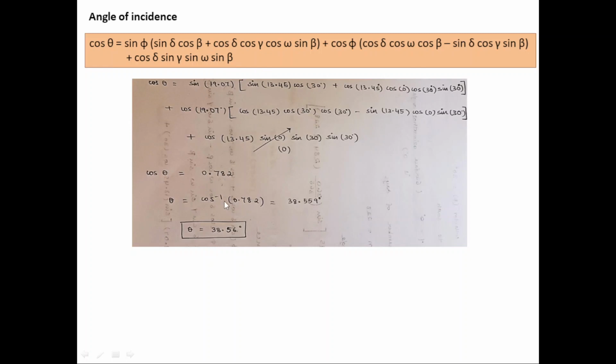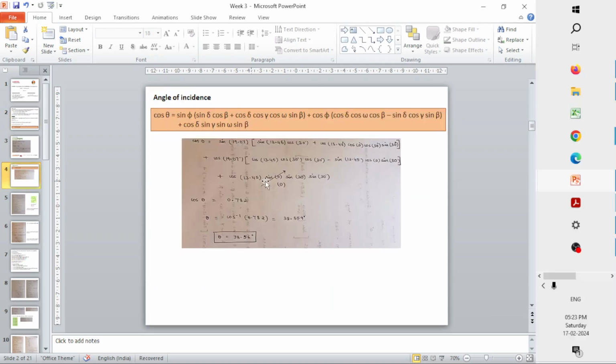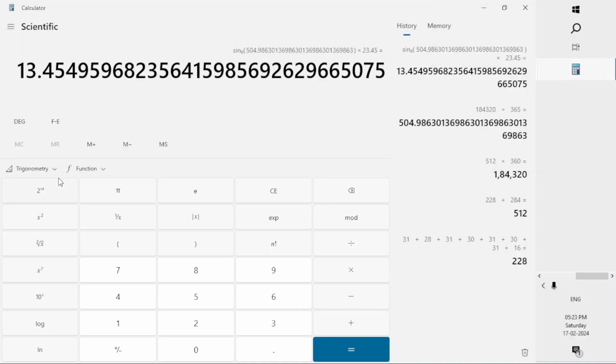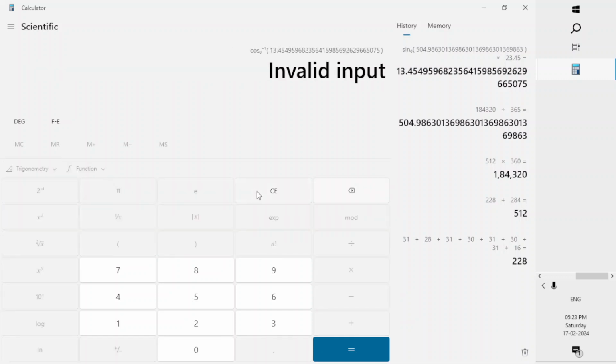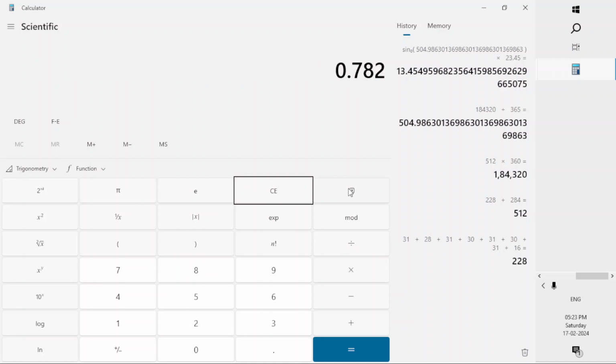So theta is cos inverse of 0.782. Since this is a big calculation, I am taking the value as previously calculated, cos theta as 0.782. Let's now calculate the value of theta alone. So for that you need to take cos inverse of 0.782.